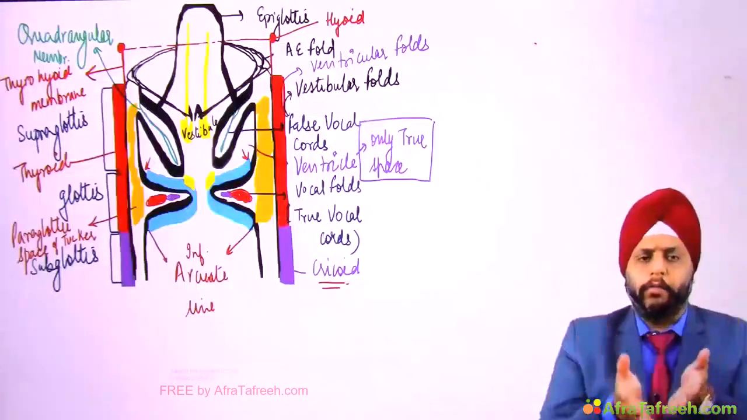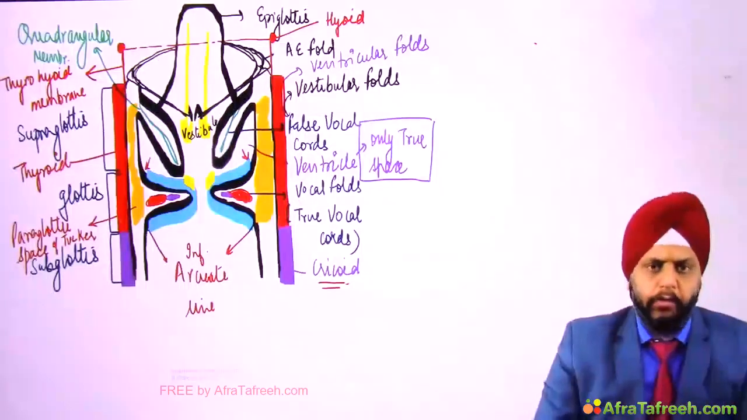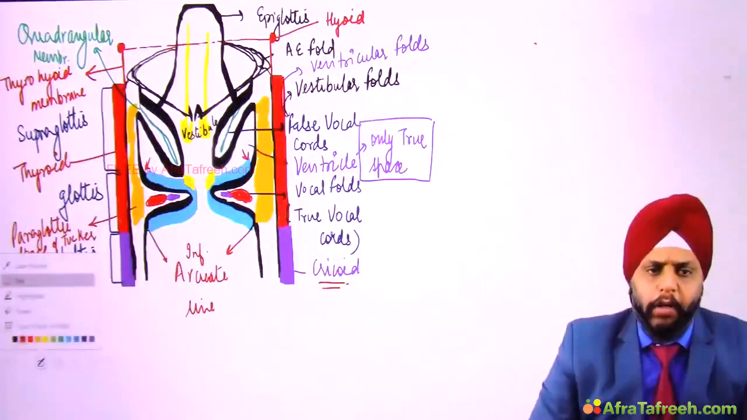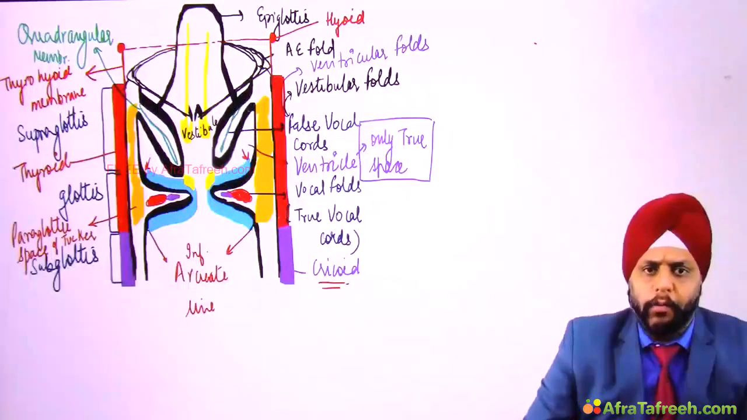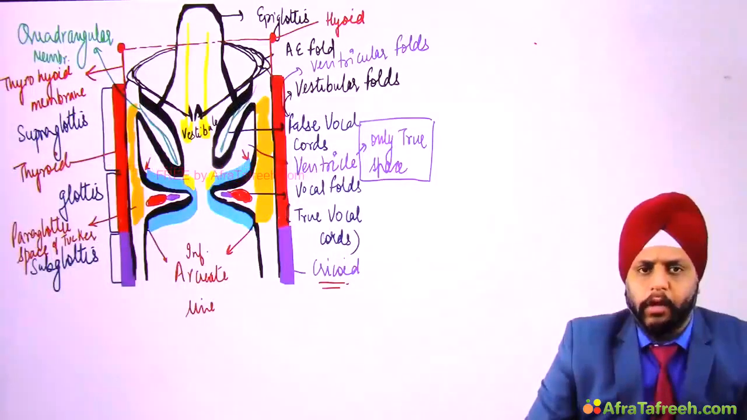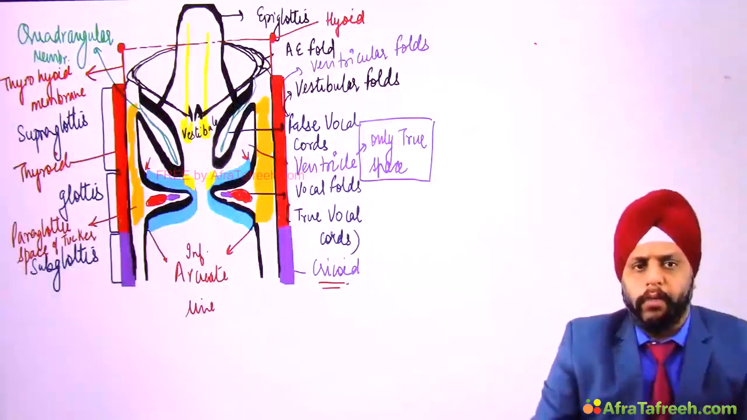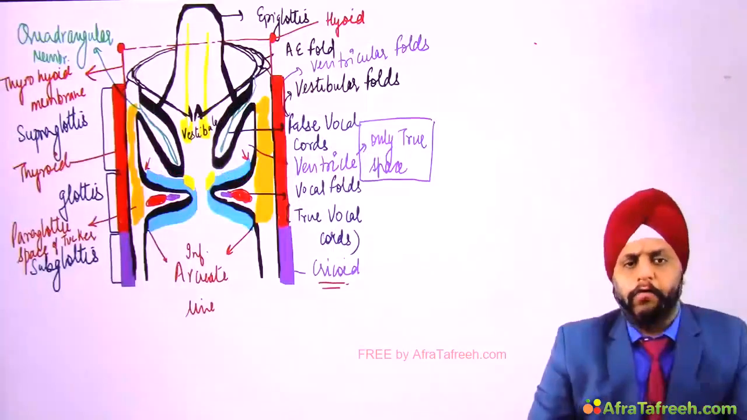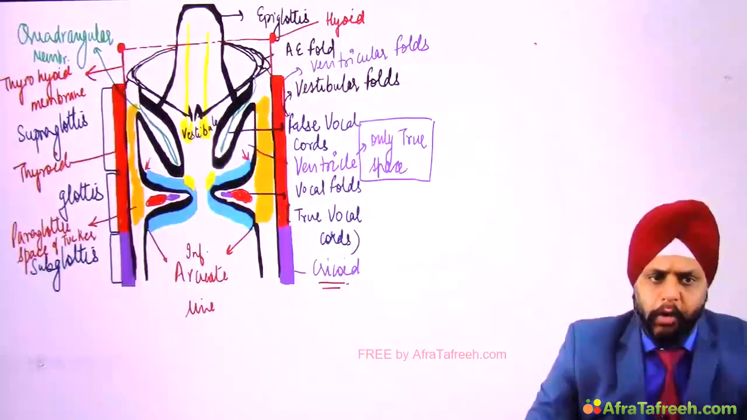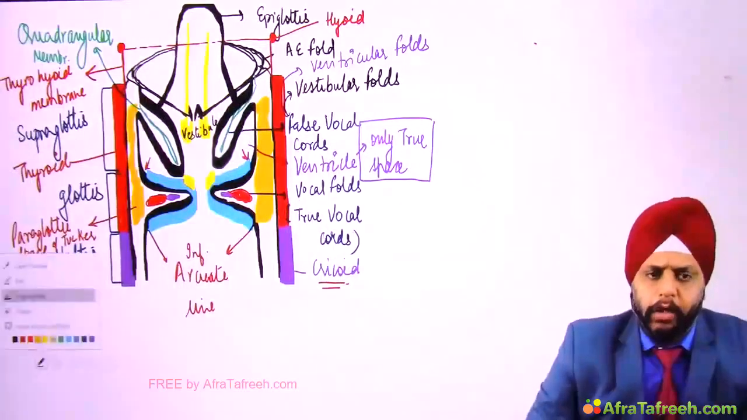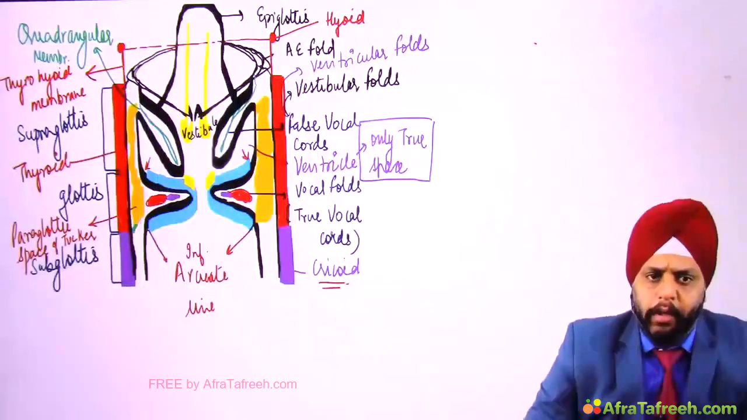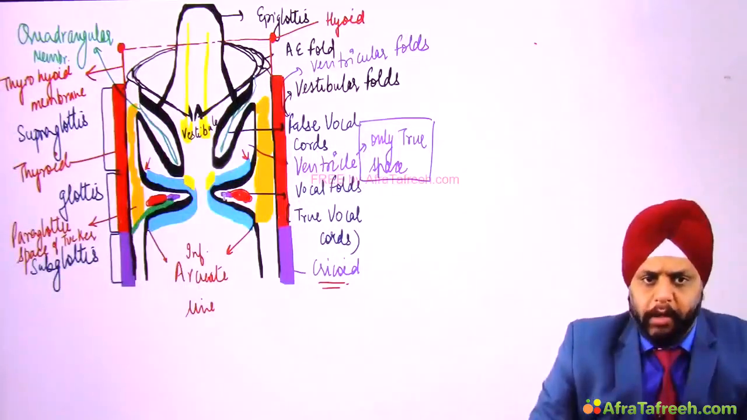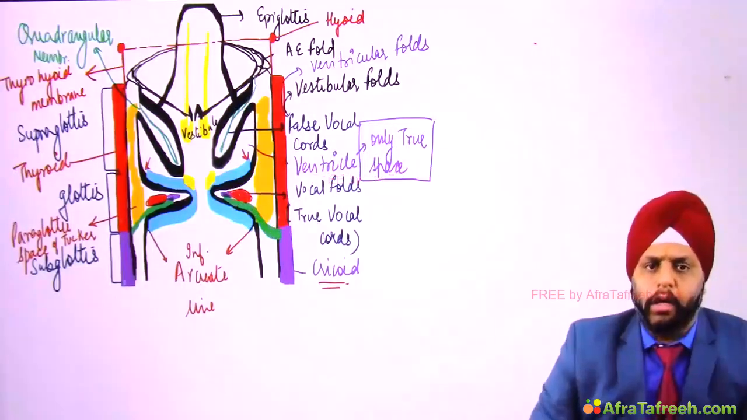What about the superior medial boundary? As you see over here, the superior medial boundary of this space is formed by the vestibular folds along with the quadrangular membrane. So vestibular fold and quadrangular membrane. Now what about the inferior medial boundary? In the inferior medial boundary, you see there is a membrane. This membrane I am now drawing, I haven't drawn it earlier. This membrane connects the vocal ligament to the cricoid cartilage.